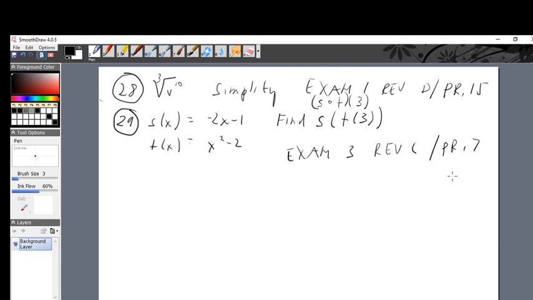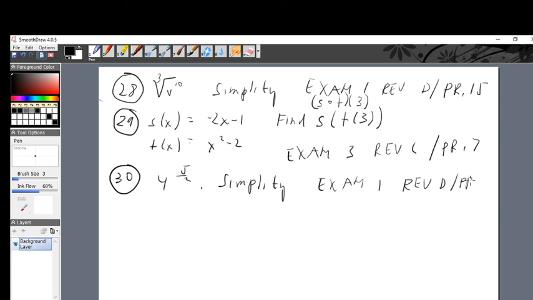Okay, that's 29. How about 30? Is there a minute to do that? Yeah, we can get that on here. 30 is 4 to the 5 over 2. So you take the square root of 4 and then take that to the 5th power. Just giving you a quick reminder. Simplify, it says. Where do you find this? Exam 1, review D, problem number 17, and I'll have to end the video on that note. We've got 10 more problems to do.